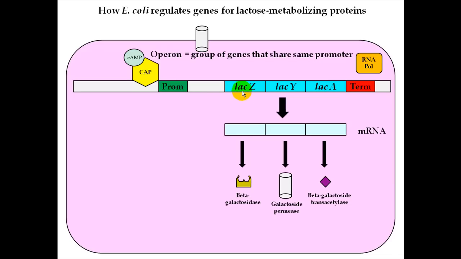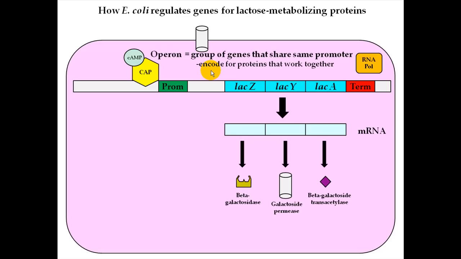Because operons contain genes that share the same promoter and share the same terminator, that means that they can be turned on or off altogether. And so that kind of makes it easy to regulate these genes, to turn them on or off. A couple of other things about operons.